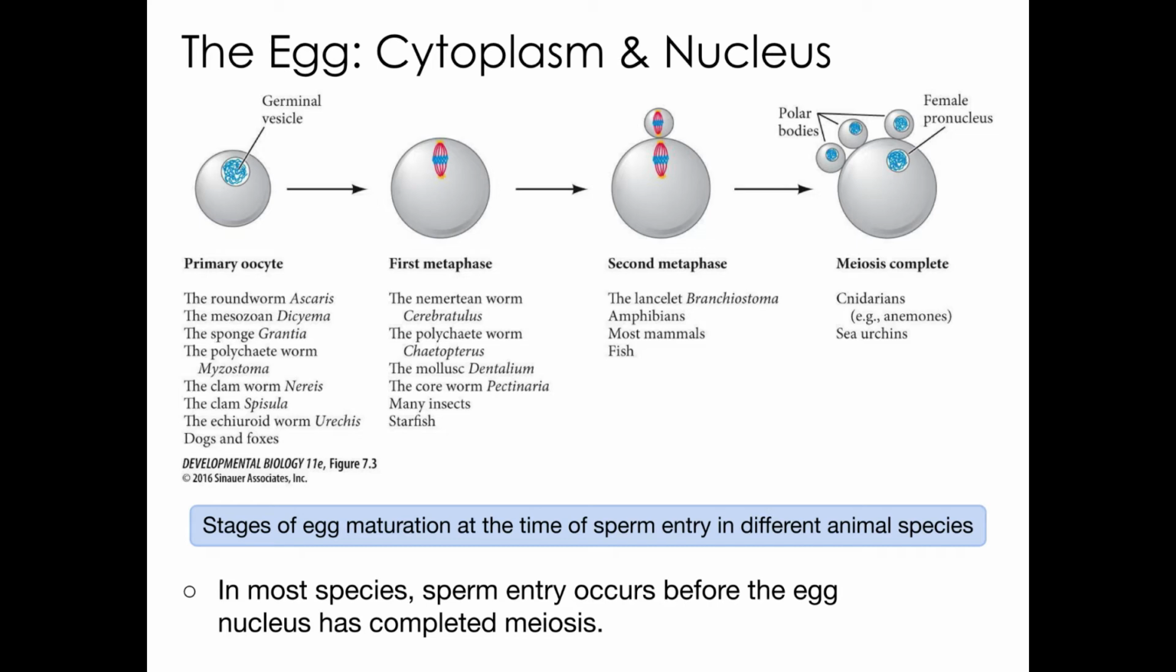I'm not going to ask you specific details about which stage of meiosis the egg is in at the time of fertilization for a particular organism. You should instead know the general concepts, which are that for most organisms, sperm entry occurs before the egg nucleus has completed meiosis, that the specific stage of meiosis at which an oocyte is fertilized varies across species, and that the oocyte has to complete meiosis before the sperm and the egg pronuclei can fuse.